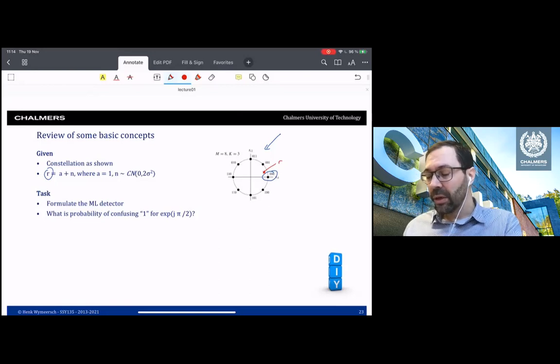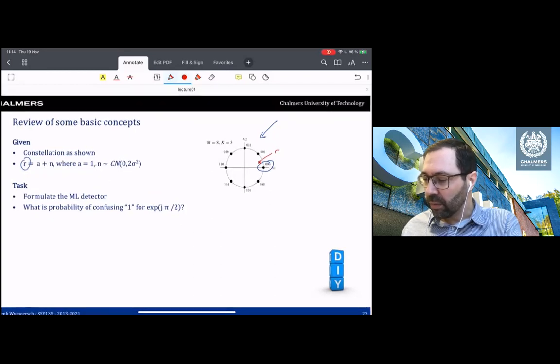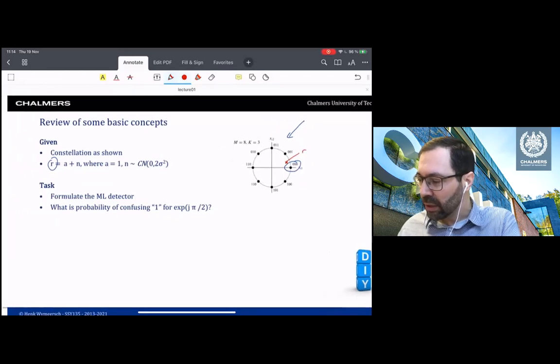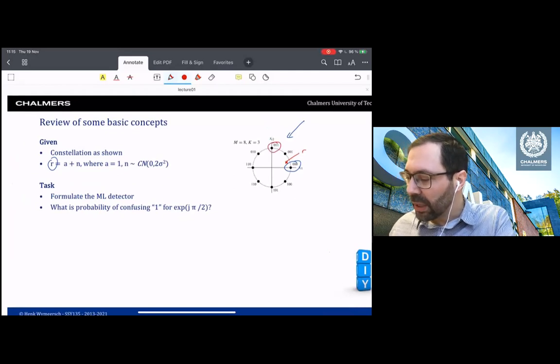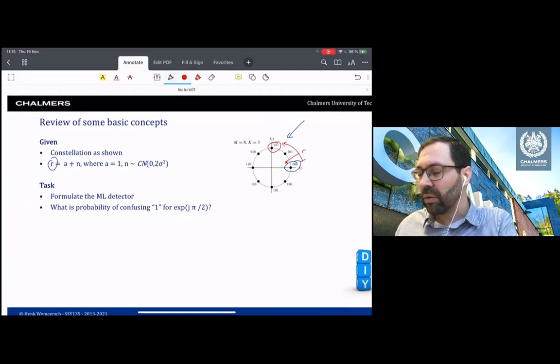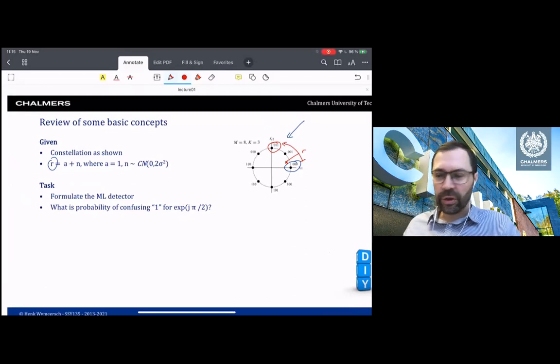A more sophisticated question is, what is the probability that you confuse the transmitted 0, 0, 0 with, let's say, 1, where is 1 here? So where you confuse 1 for e to the power j pi over 2, which is this one. What's the probability that you send 0, 0, 0, but you actually make the decision 0, 1, 1? Spend a few minutes on this, pause the video, and then you can return to the solution.